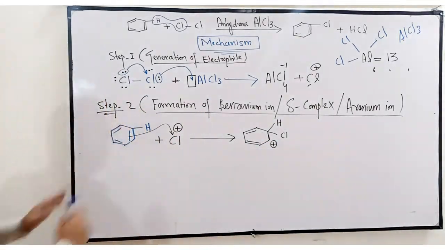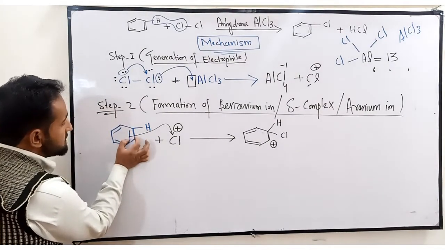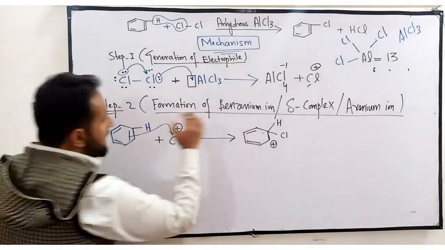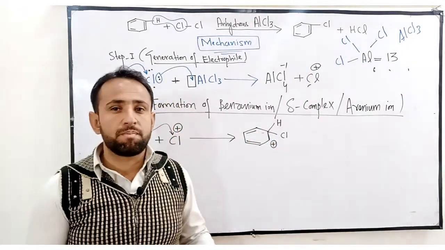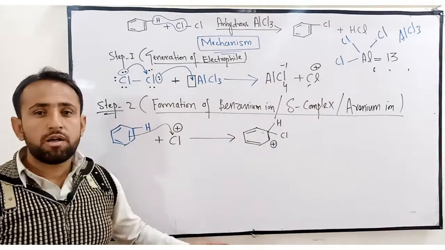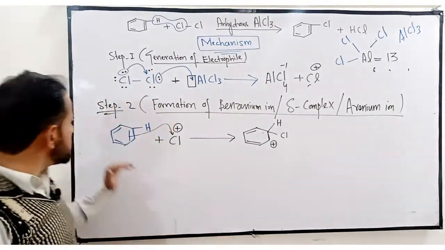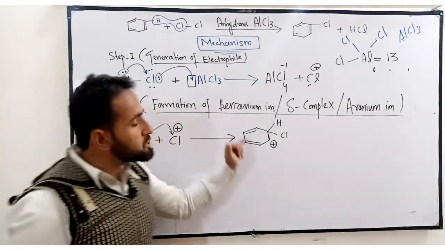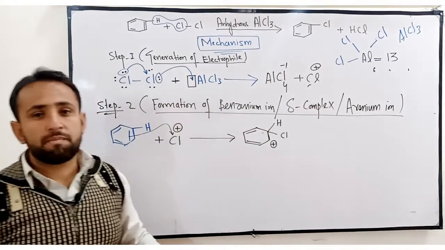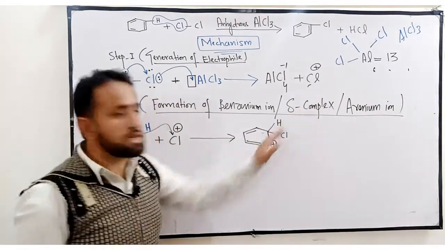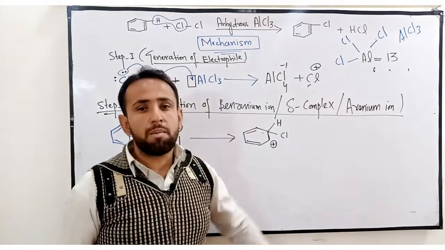Why is it also known as a sigma complex? Here is a double bond. On the other end, there is no double bond. The double bond is eliminated and now there is a single bond. We know a single bond is also known as a sigma bond. Since the double bond is converted into a sigma bond, plus this is a complex structure, that's why it is known as a sigma complex. Understand? This is also known as the arenium ion.